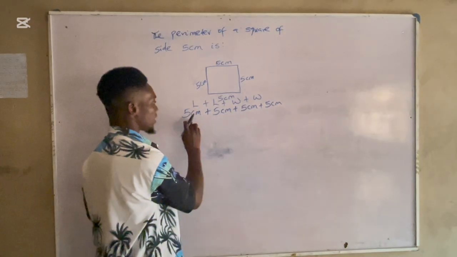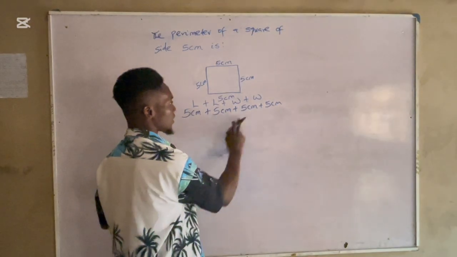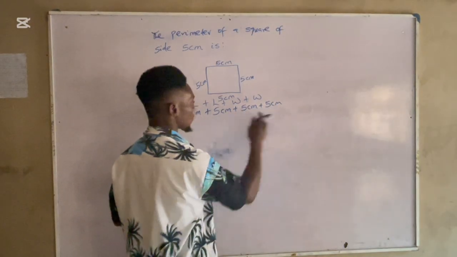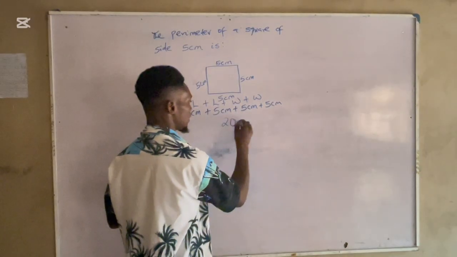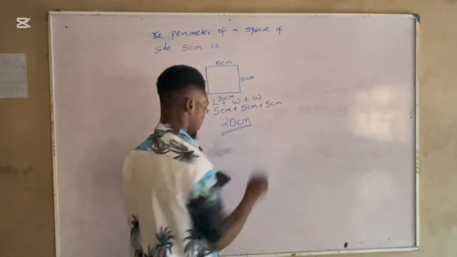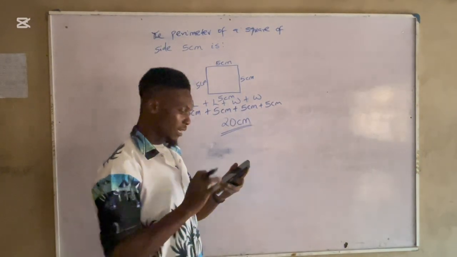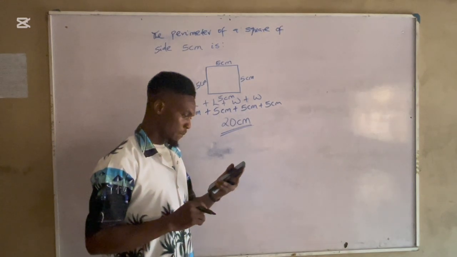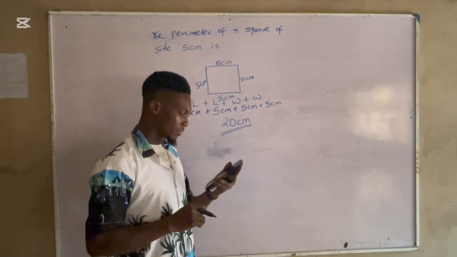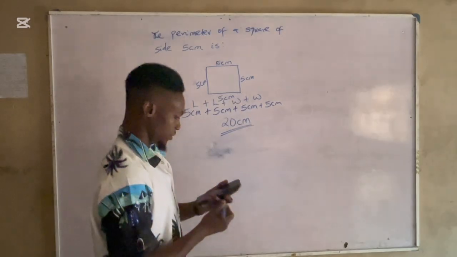So let's add now. 5 plus 5 is 10. 10 plus 5, 15. 15 plus 5. We have 20 cm as our answer. And that is option C. Next question.